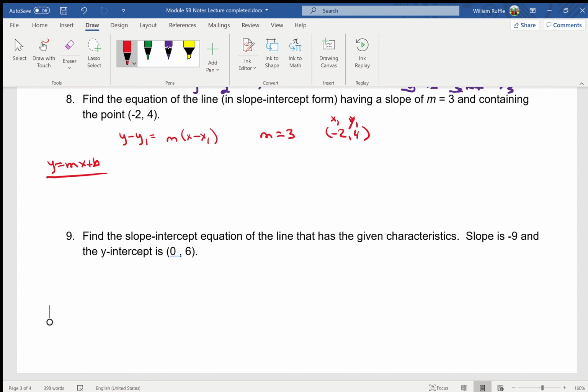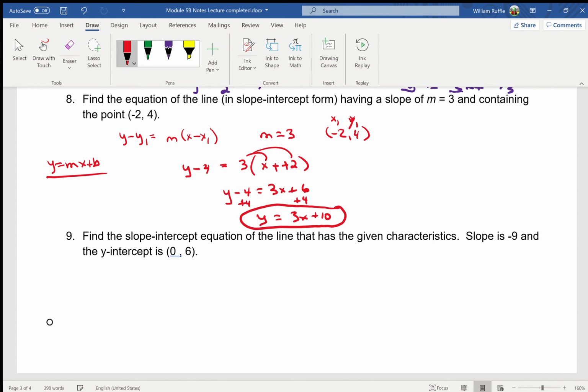So I just put my values into the formula. y minus y1, which is 4, equals 3 times x minus negative 2. Whenever I see minus negative 2, a double negative, just make it positive. It's going to make all the mistakes go. Well, not all. Some of the silly mistakes will go away. So I distribute the 3, I get 3x plus 6. Again, I'm trying to solve for y, so I add 4 to each side. I get y equals 3x plus 10, and that's my answer.